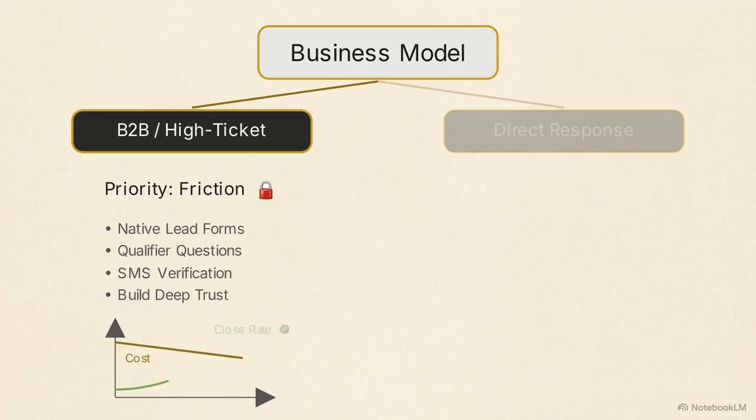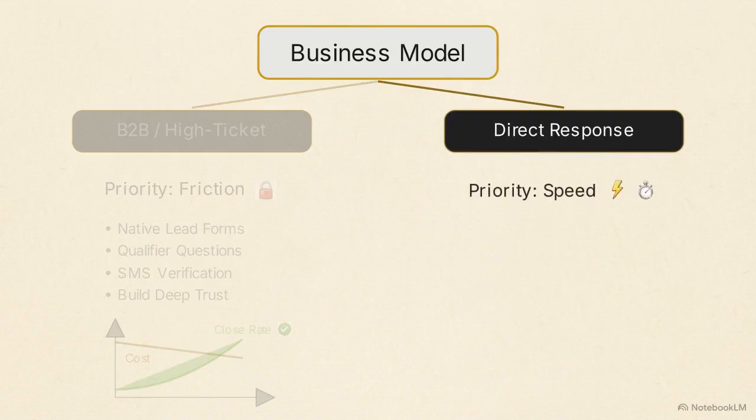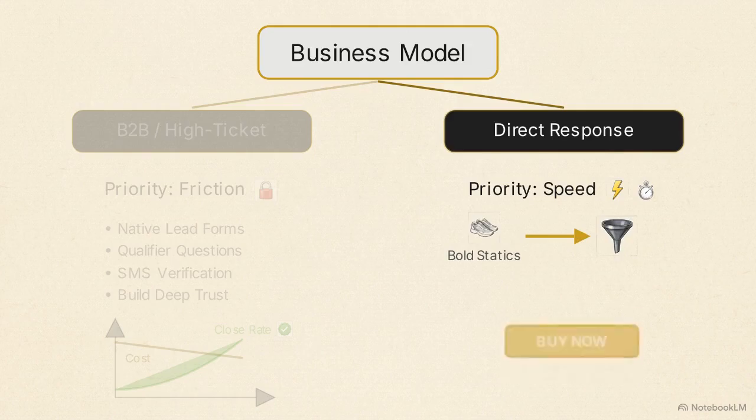If your offer is straightforward and high volume, your priority is speed. You want to capture impulse intent by removing as much friction as possible. Use bold static images routed directly to fast mobile landing pages via conversion campaigns. Focus on clarity and a single strong call to action.